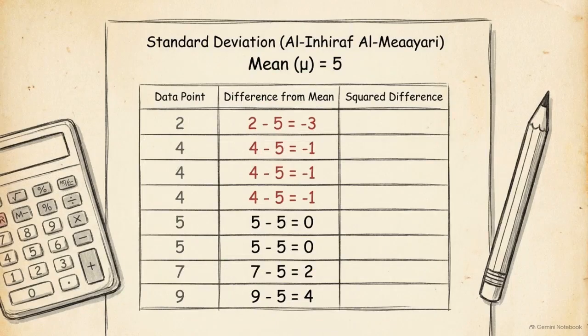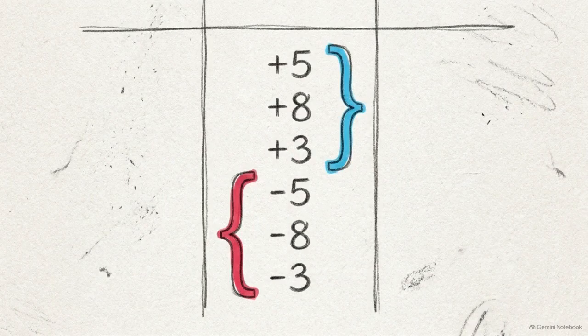Place our 8 raw numbers into the first column. In column 2, record the distance from our mean of 5. First row, 2 minus 5 equals -3. The rest of the column shows a mix of positive and negative distances. If we try to sum this column now, the negative and positive values simply cancel each other out. -3 plus 3 is 0. -1 plus 1 is 0. The total sum is exactly 0.